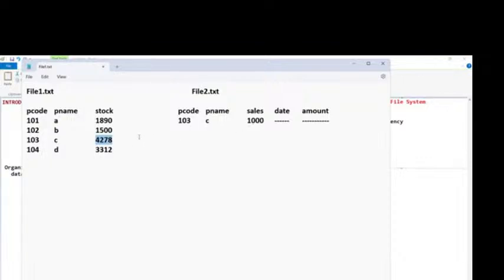I made a sale of 1000. Do you think the file system will update this automatically? Remember, in a file system, for any file, any collection, 100% the answer is no.